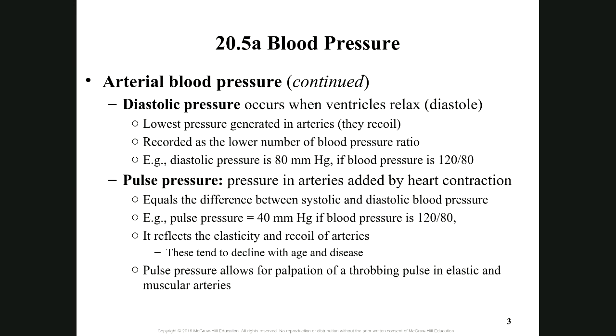And the other pressure which we have is called diastolic blood pressure. The diastolic blood pressure occurs when our ventricles are in relaxation mode or diastole mode. And this is the lowest pressure which is generated in our arteries. And this is the result of recoiling of our arteries. I talked about this recoiling before for you.